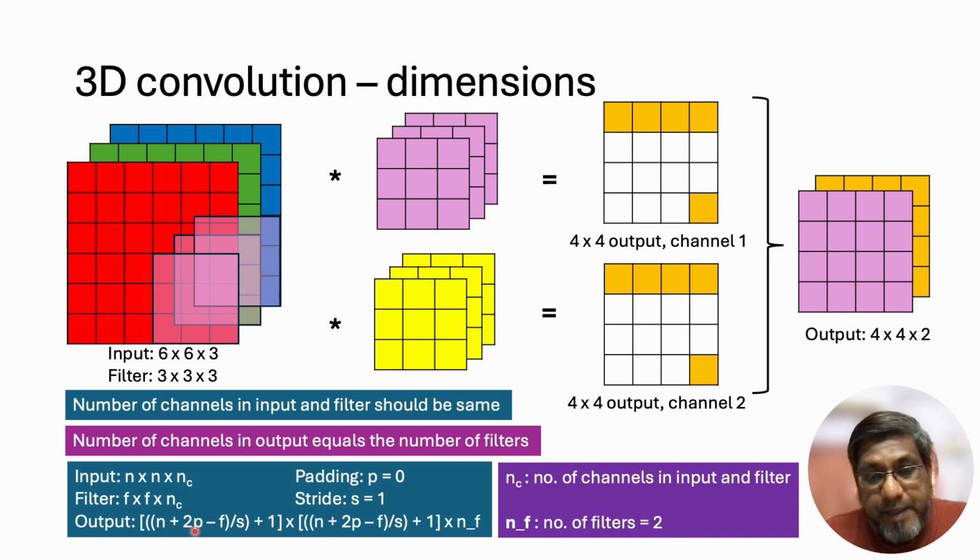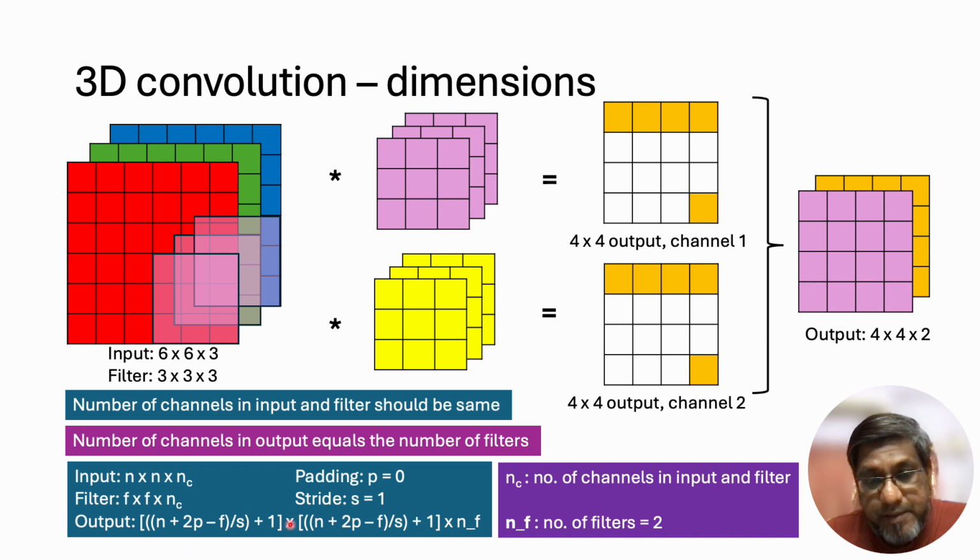So the padding p is 0, so it's 6 plus 2 times 0, so that's 6, minus f. f is the dimension of the filter, which is 3 by 3, so the f value is 3. So it is 6 plus 0 minus 3, which is basically 6 minus 3, which is 3, divided by the stride value s. We have used the stride value s equal to 1, so 3 divided by 1 is still 3, and that 3 is added to 1, so 3 plus 1 is 4.